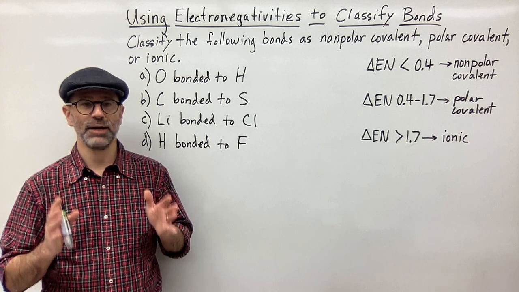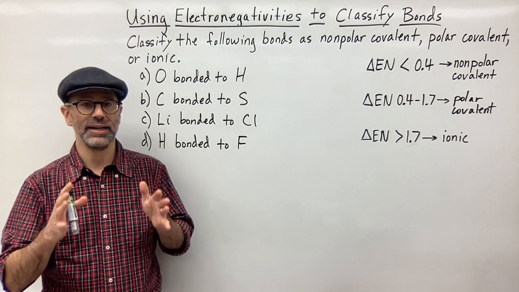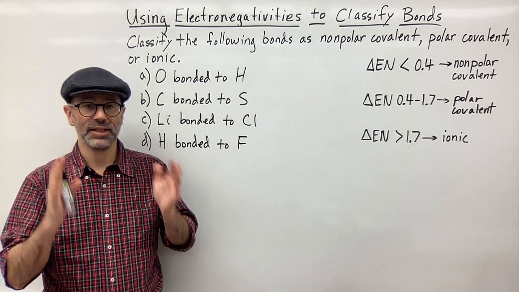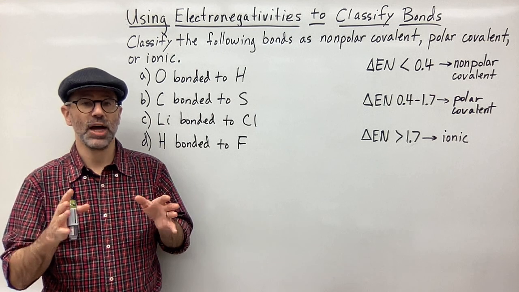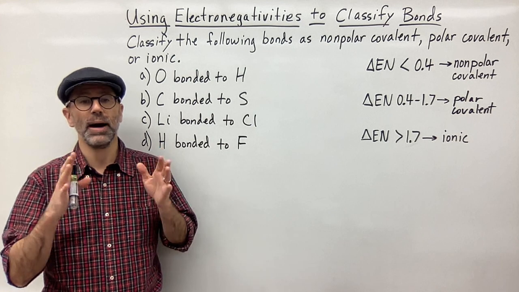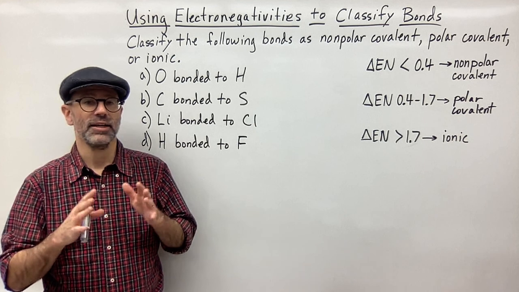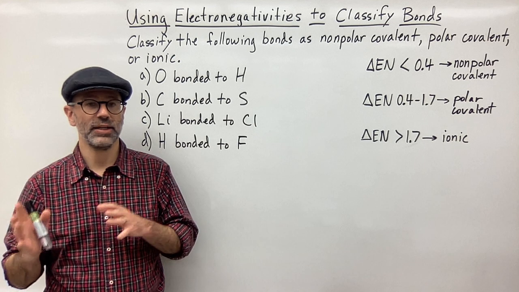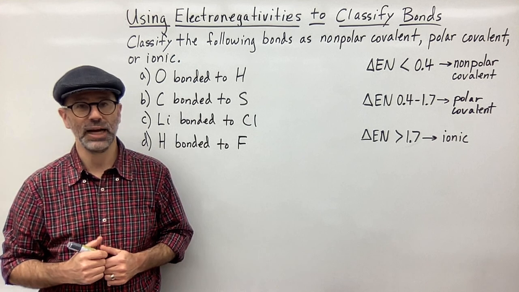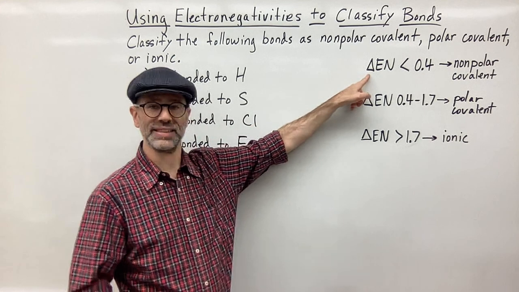Now, I want to specify we're not going to be looking at the electronegativities themselves, although we are going to be using them. We're looking at the difference between the electronegativities of the two bonded atoms. That's what we're looking at. That difference is going to tell us if it's going to be ionic, polar covalent, or nonpolar covalent. If you look here, I have written down that this triangle means difference.